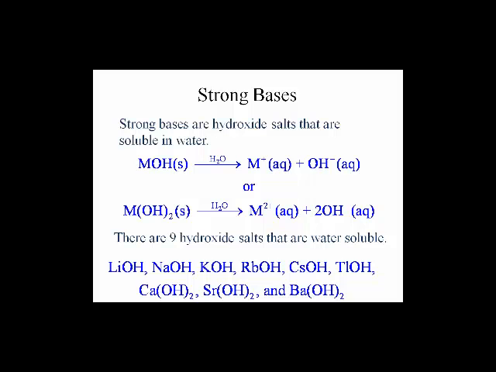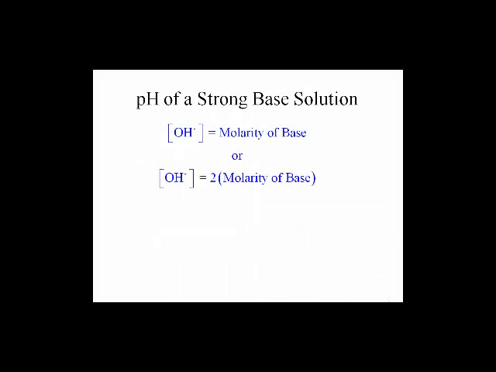Now you can also figure these out from the solubility rules. The one that is difficult to see from solubility rules is thallium-1 hydroxide, because some solubility rules don't list that one, but it is considered a strong base. Now, how do we treat these? Again, if you have something like sodium hydroxide, the hydroxide ion concentration would simply be tied directly to the molarity of the base. In the case of something like calcium hydroxide, then you have to remember that the hydroxide ion concentration will be double the molarity of the base.